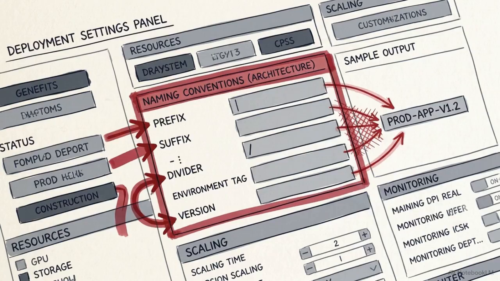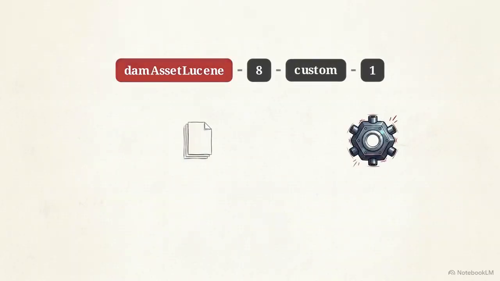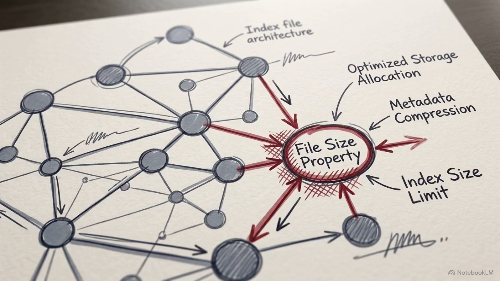AEM as a cloud service enforces a strict naming convention for these customizations. Your index must follow the format of the original OOTB name, a dash, the product version, dash custom, and then your custom version number. Once the index is named correctly, you can optimize its footprint.